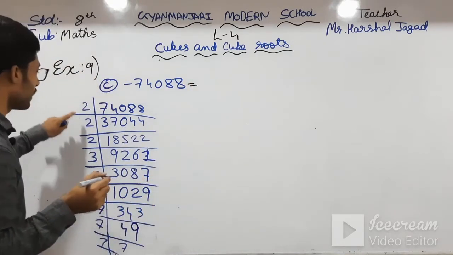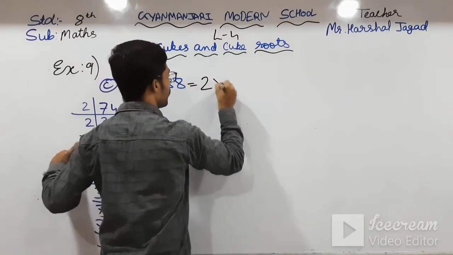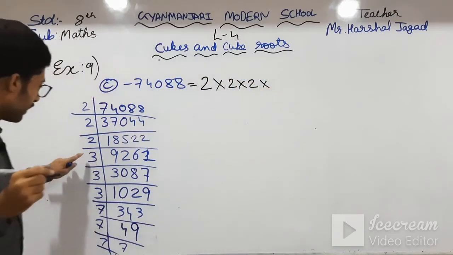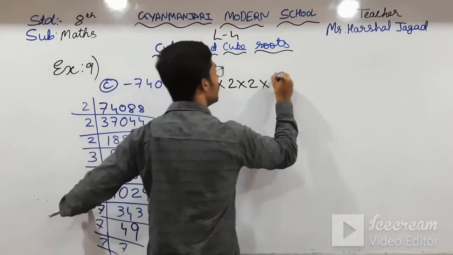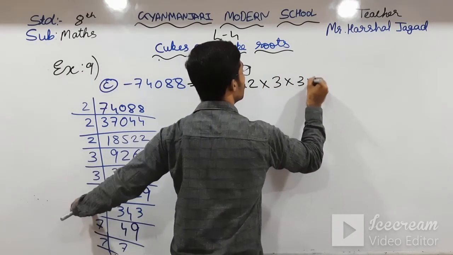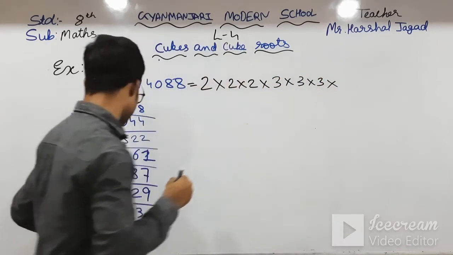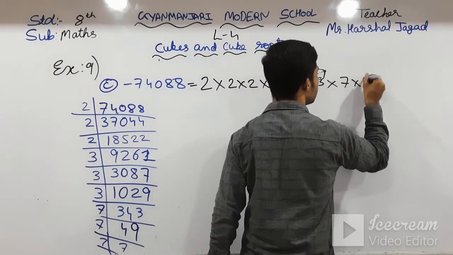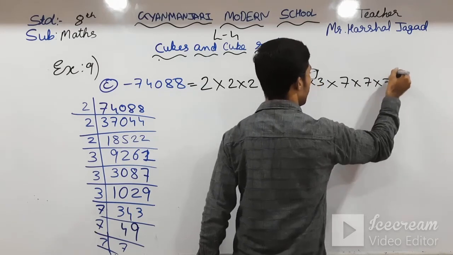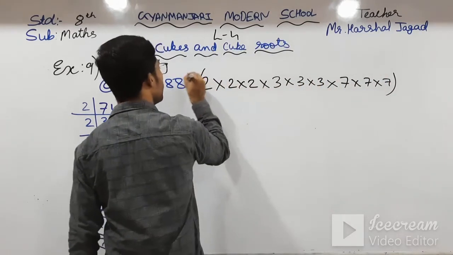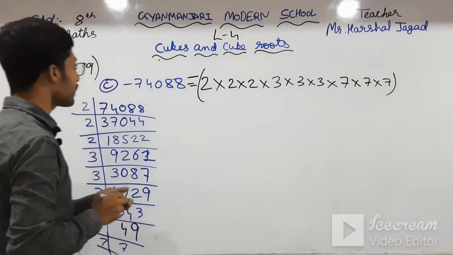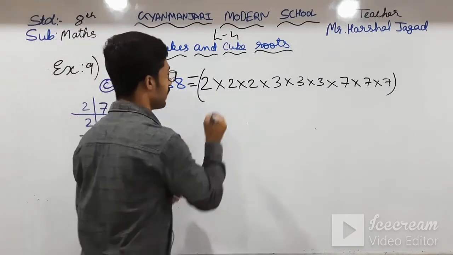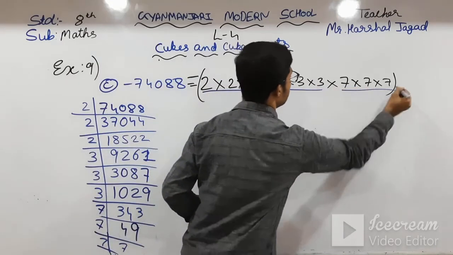How many times 2? 1, 2, 3. 2, 2, 2. How many times 3? 1, 2, 3. 3, 3, 3. How many times 7? 1, 2, 3. 3 times 7. But here the sign will be minus. Okay students, why? Because here the sign is minus.